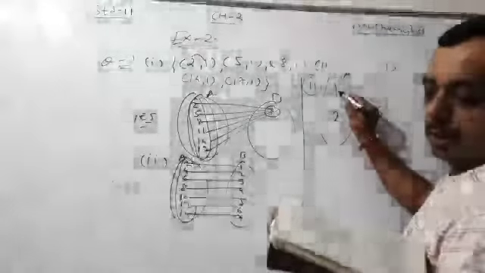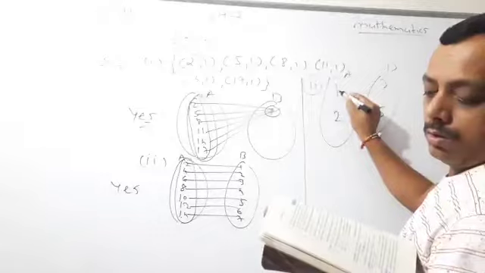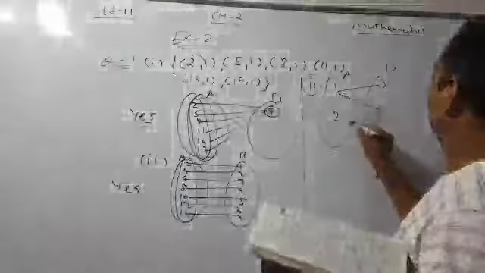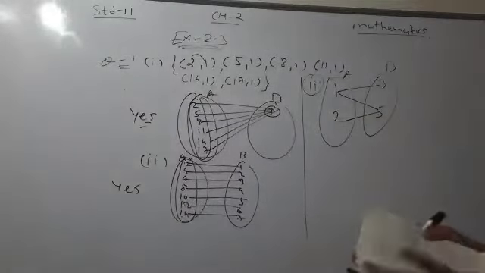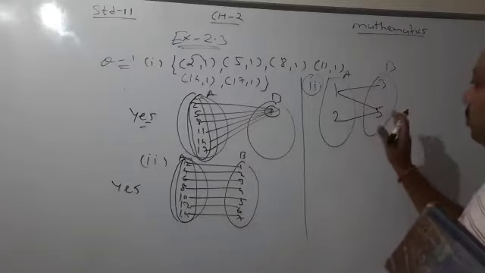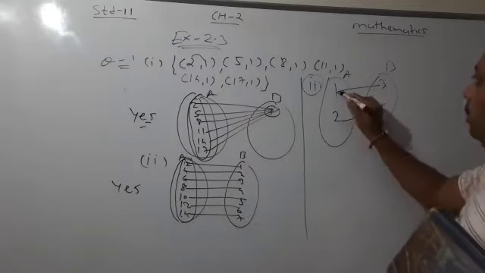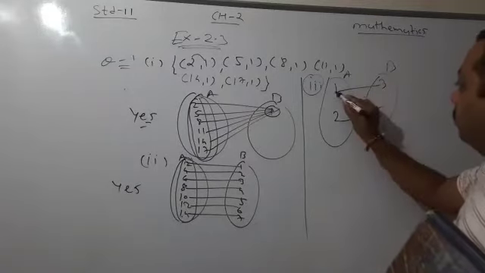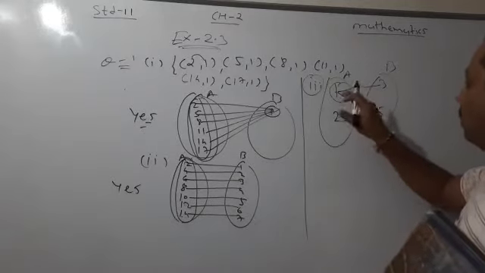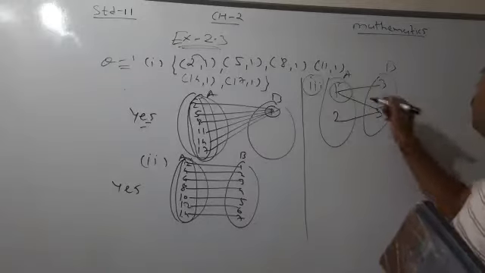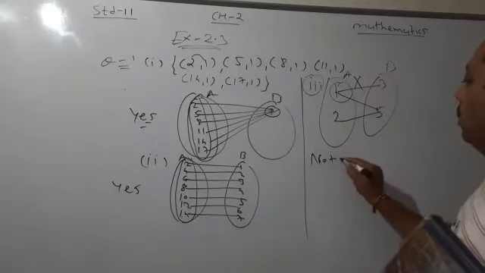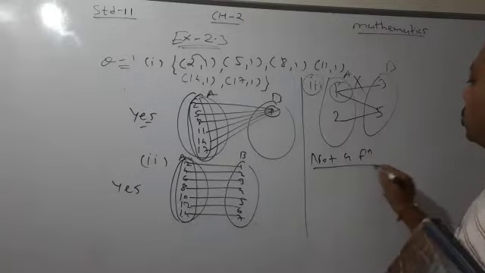Now 1 is connected with 3. 1 is connected with 5 and 2 is connected with 5. See, this 2 is connected with 5 and 1 is connected with 5. There is no issue. But here 1 is connected with 3 as well as 1 is connected with 5. So 2 arrows are connected from A to B, which is false. So this is not a function.